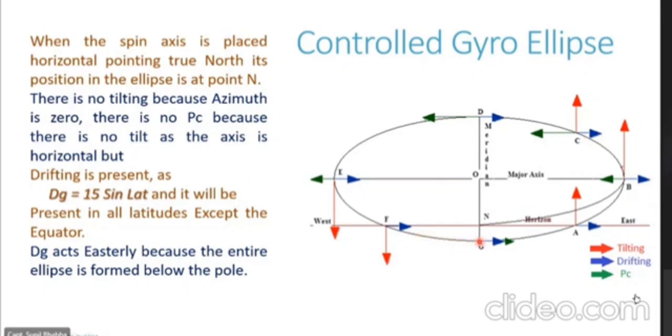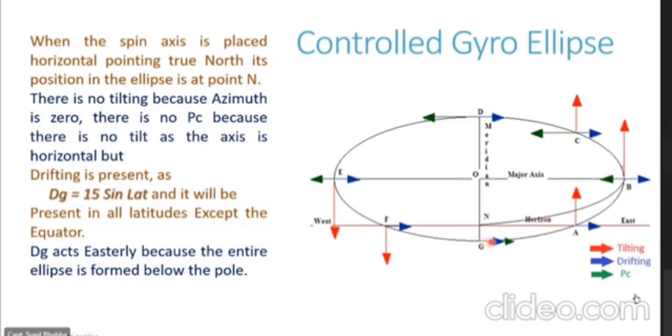at point golf, where the laser pointer is right now, you see both these forces, that is drifting as well as control precession, acting in the easterly direction. They quickly pull the spin axis to east of the meridian. So both of these forces, the drifting as well as the control precession acting in the easterly direction, pull the spin axis to east of the meridian.